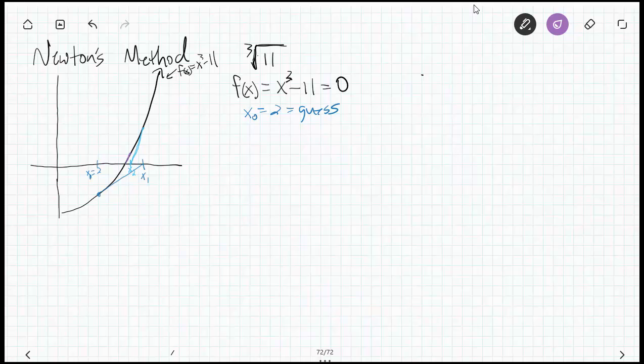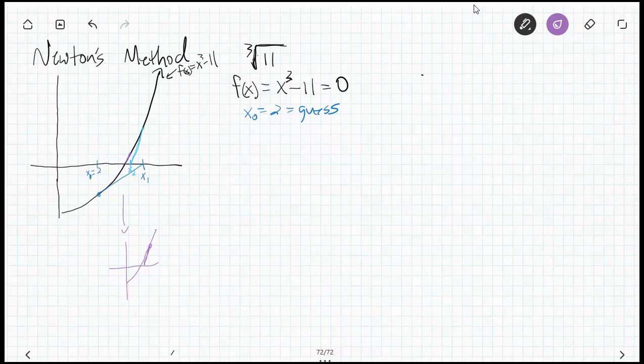Now, if I were to zoom in on that, what would that look like? Here's my curve, and it's getting closer and closer to the x-intercept. Isn't it? It's zeroing in on it. So here's the way it works. You guess. You go down to your curve. You build a tangent line. You find the new x-intercept of the tangent line. Remember, the tangent line is just an approximation for the curve anyway.